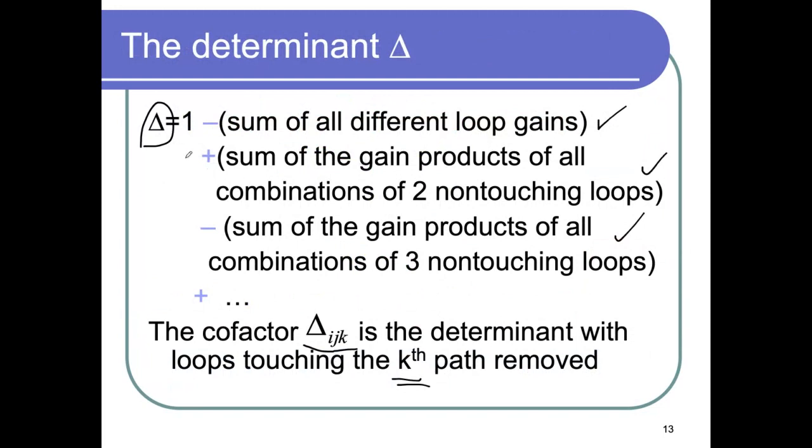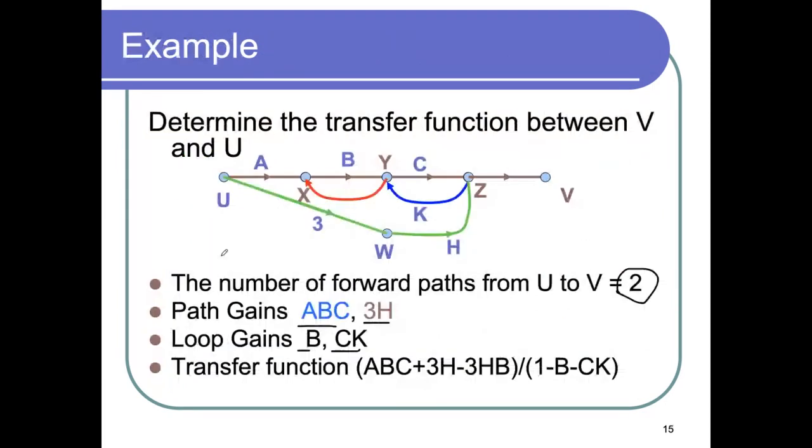So if you know how to get the determinant, then it's easier to get the cofactor. And that's it. So if we go back to the same example, what is the number of forward paths from U to V? We have two. We have this path that I'm plotting now, and the other path is just the straight line from here until you reach V.